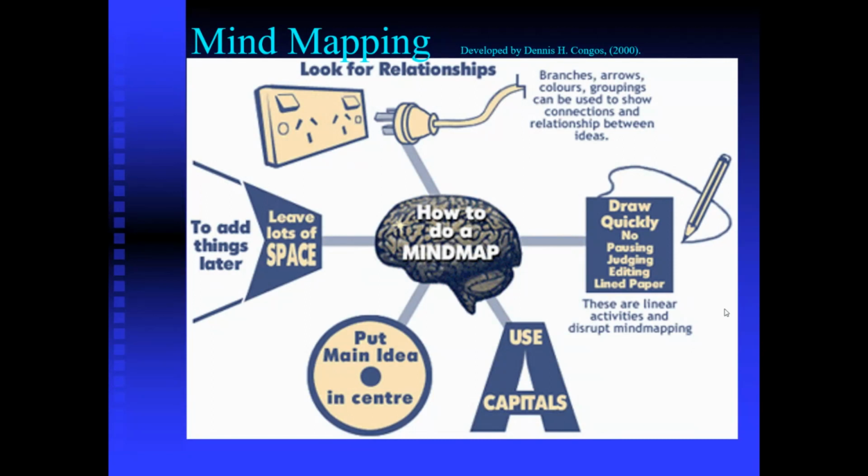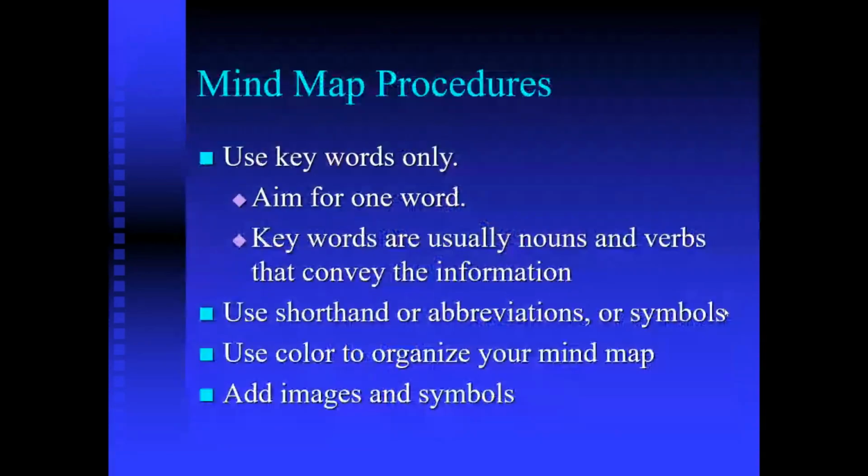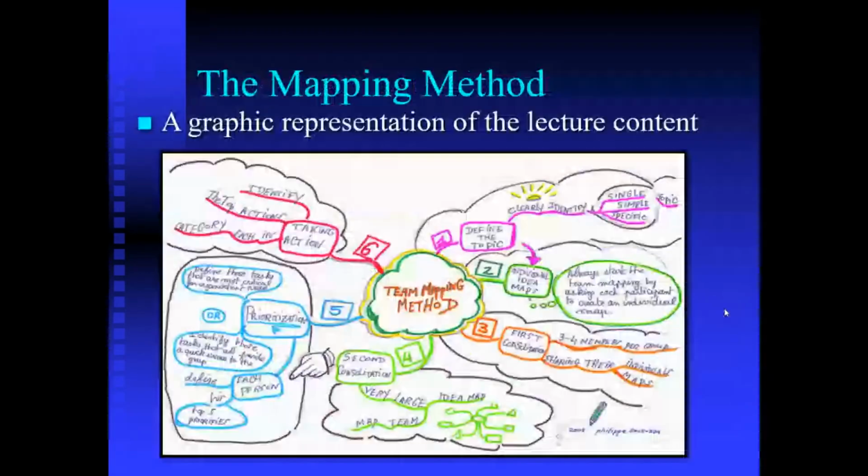The mind map starts with the center circle, which addresses a core concept. There are a lot of arrows and lines that branch out to different thoughts or sub concepts that you are encountering while trying to understand the core concept. If you take a mind map that is drawn by hand, you see this. This is the mind map of a session on team mapping. So this is the mind map of a lecture.